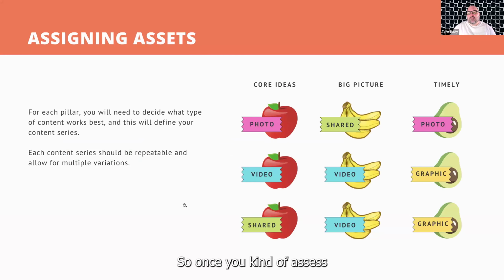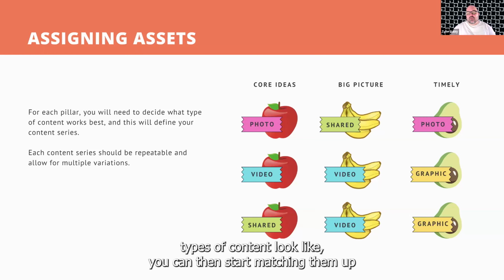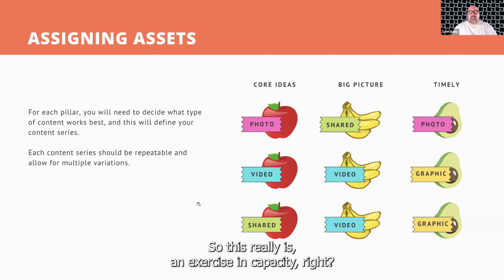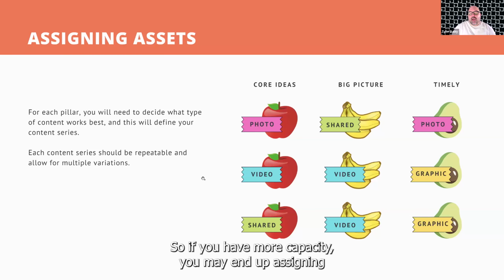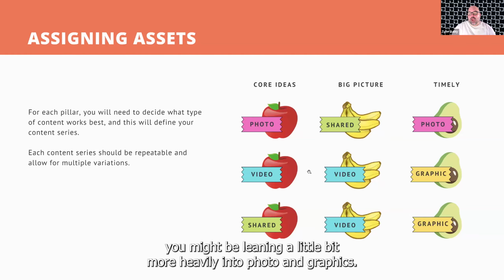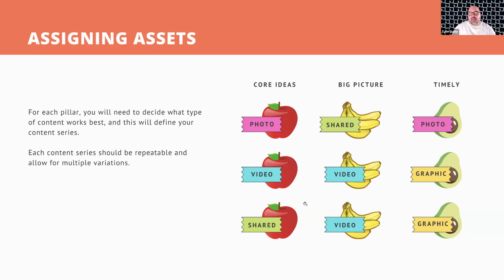So once you assess what all your different types of content look like, you can then start matching them up to all of your different ideas for your content pillars. This really is an exercise in capacity, right? If you have more capacity, you may end up assigning video content to more of your pillars. If you don't, you might be leaning a little bit more heavily into photo and graphics.